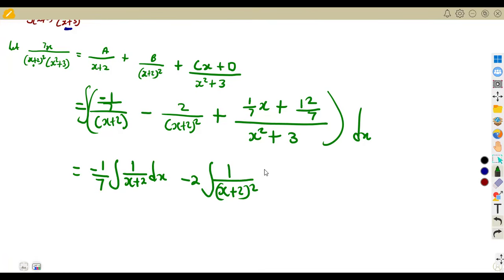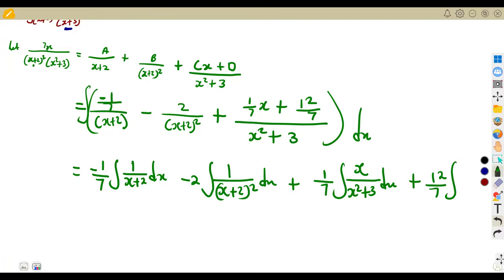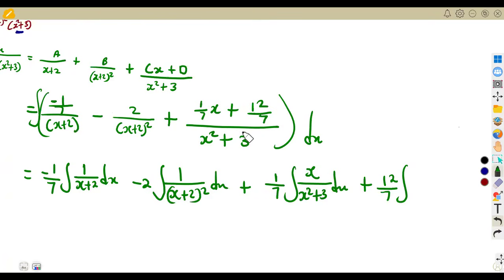So it means we are going to have this as plus 1/7, the integral of x over the denominator x squared plus 3 with respect to x. The same, we take the 12/7, we do the same thing, plus 12/7. It means we're going to be left with the integral of 1 over x squared plus 3 with respect to x. We can separate our fractions. Remember, a plus b over c is the same as a over c plus b over c.